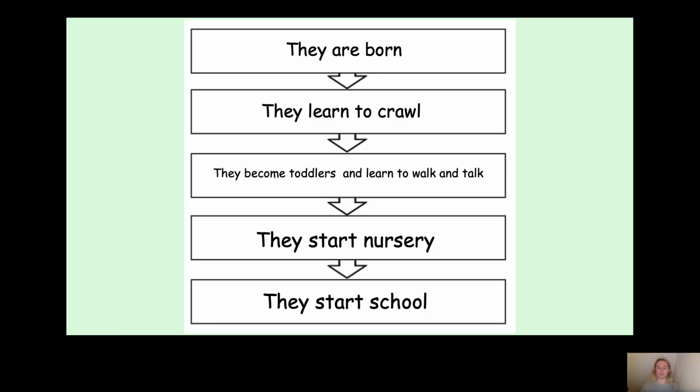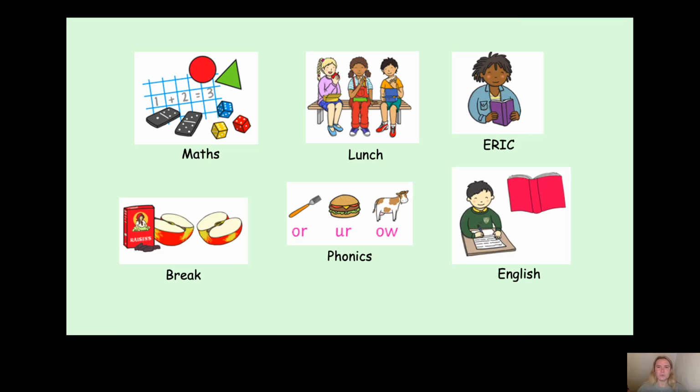Let's look at another example. So here are all the lessons that we have in the morning at school, if you remember from last half term. So there's maths, lunch, Eric, English, phonics, and break. Now I haven't included the afternoon lessons because we don't always have the same lesson in the afternoon every day, but the mornings are always the same. Now, we need to put these events of the school day in a sequence. We need to put them in chronological order, the order in which they happen.